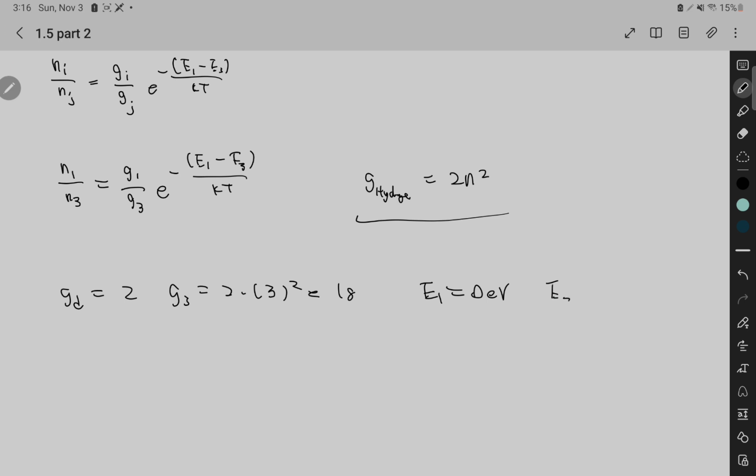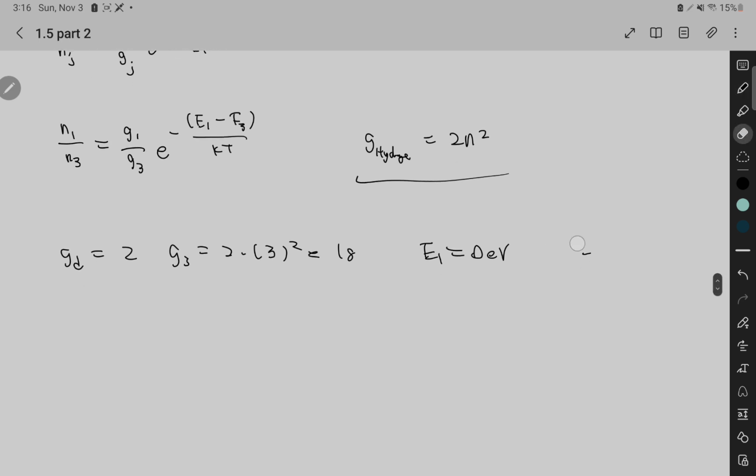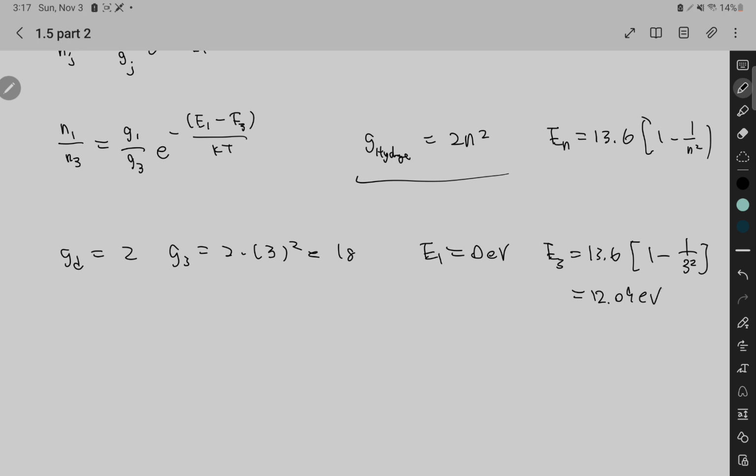And then E3, what is this going to be? Well, recall the formula for the energy level of a hydrogen atom at different energy levels: En equals 13.6 times (1 minus 1 over n squared). So if you were to plug in E3, this would be 13.6 times (1 minus 1 over 3 squared). If I plug this into the calculator, this would give 12.09 eV.